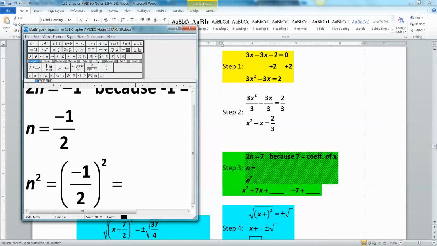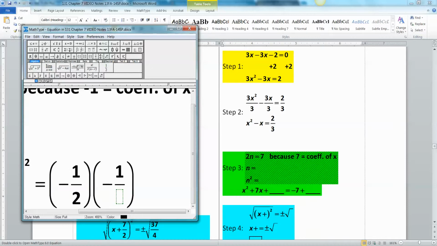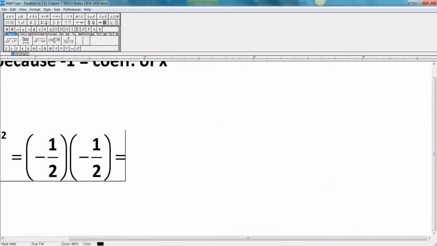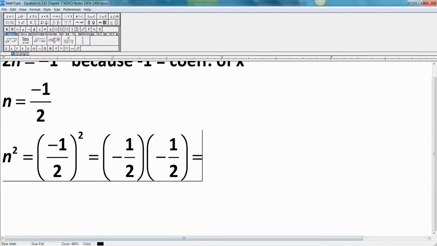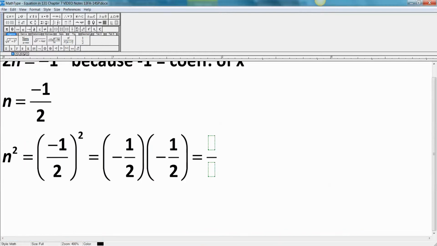So if you square that, that's negative 1/2 times negative 1/2. And that, by definition, is positive, first of all, because a negative times a negative is positive. And then 1 times 1 is 1, 2 times 2 is 4. So there's your n squared right there. And then there's your n right there. So minus 1/2 if you like. The minus can go either up on top or can go out in front.